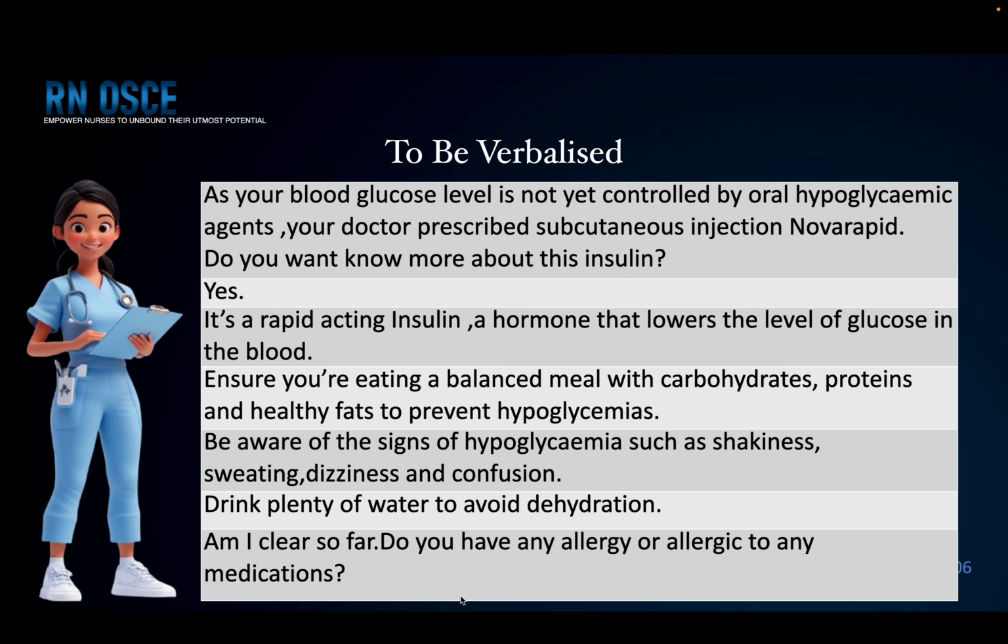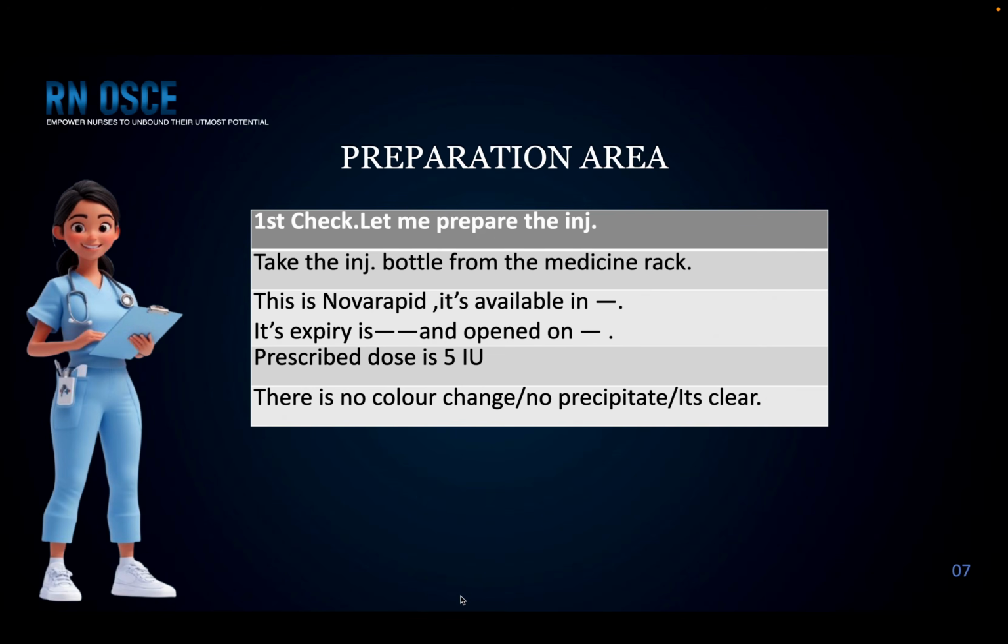Okay, I would like to know, do you have any allergy to any medication? Okay, let me prepare the medication for you. Take the injection bottle from the rack and verbalize: this is Nova Rapid, it's available in so and so, its expiry is so and so, and it was opened on this date. For my patient, my prescribed dose is 5 international units. Here there is no color change or precipitate, it's clear.